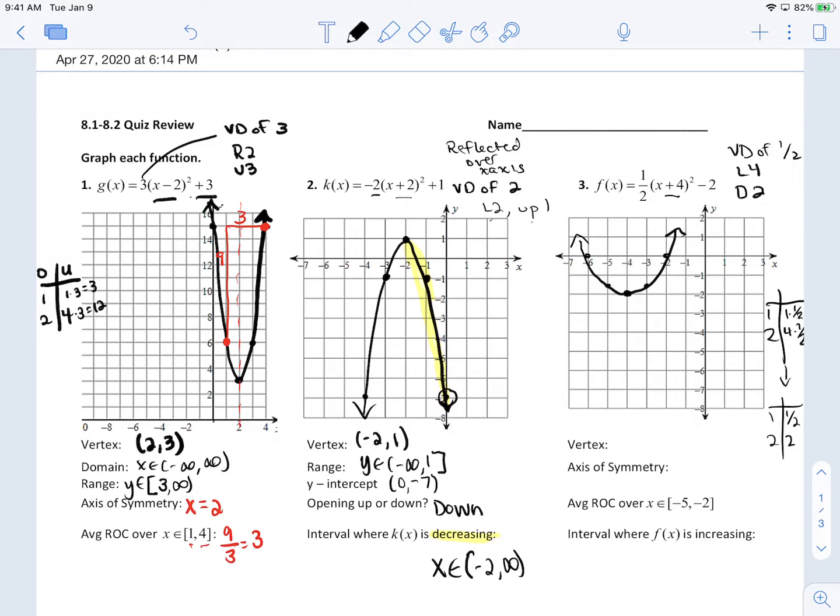Great. This first point we plotted right here is our vertex, -4, -2. Our axis of symmetry, we know goes down the middle, and we always state it as x equals -4.